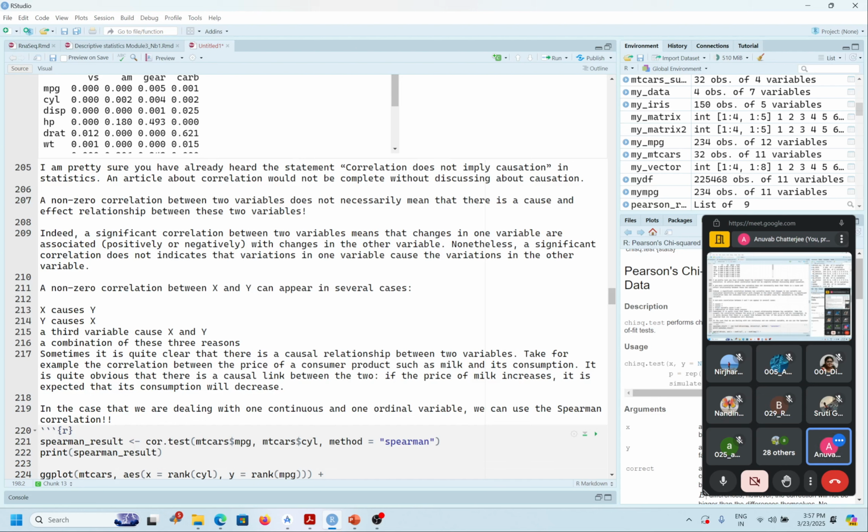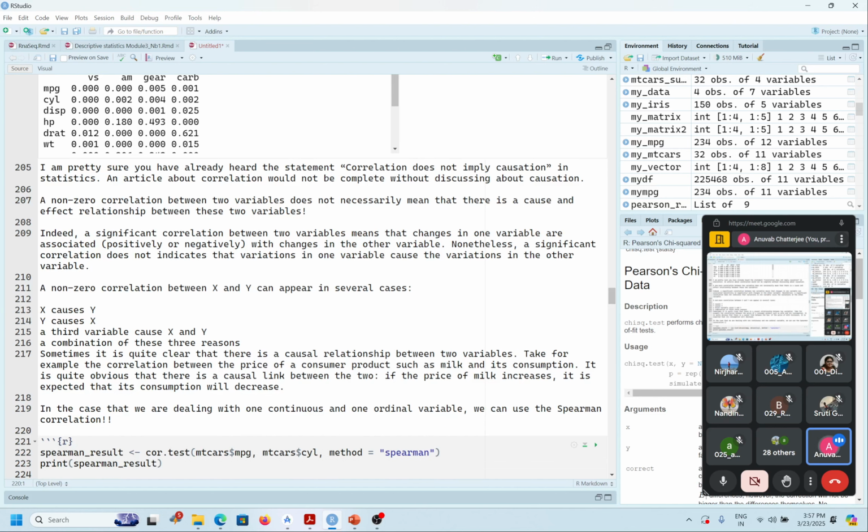Sometimes there is another example here. Take for example the correlation between the price of consumer products such as milk and its consumption. It is obvious that there is a link. If the price of milk increases, its consumption will decrease. So here there is a causation, but correlation does not by itself suggest a causation. Is that fine?